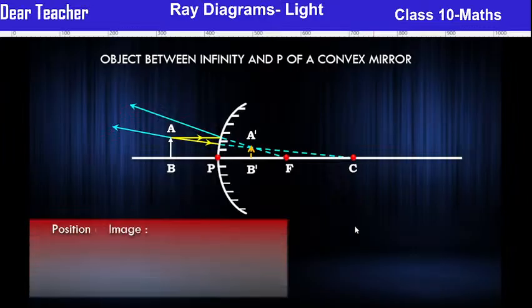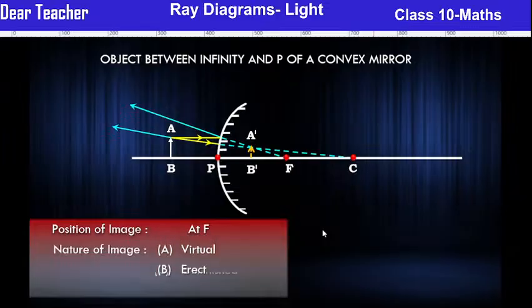So let us see what is written. Position of the image is at F, between P and F. Okay. So then, this one is wrong. Nature of the image is virtual, and it is erect, and it is diminished. Okay, smaller than the original object.